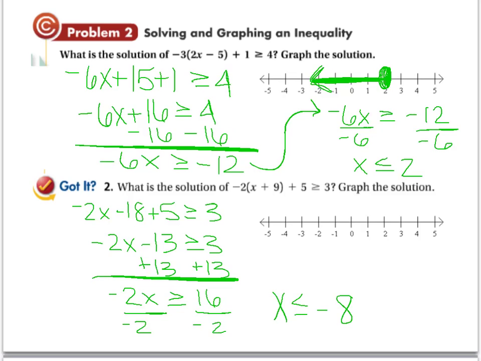Now, clearly my graph doesn't have a negative 8 on it, so I'm just going to get rid of that graph and make a little one of my own. Open or closed circle? Everybody tell me. Closed. Good. Less than is going to the left.